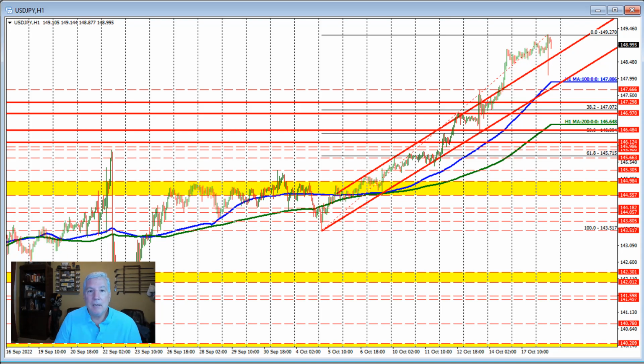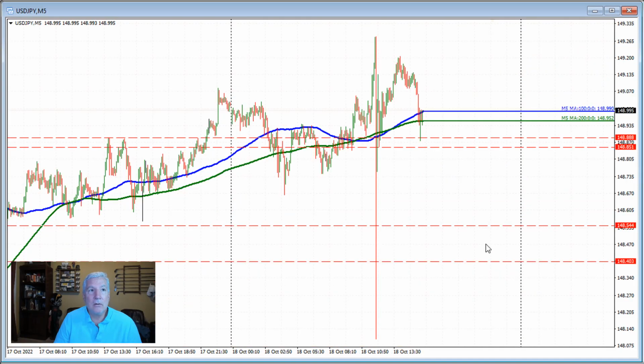What can you say about it? Let's go to the 5-minute chart. You see the sharp move to the downside, and the sharp move back to the upside. We are trading right around the 100 and 200 bar moving average. Perhaps this scare to the downside, 120 or so pips, will have traders thinking both ways for this currency pair around the 100 and 200 bar moving average.